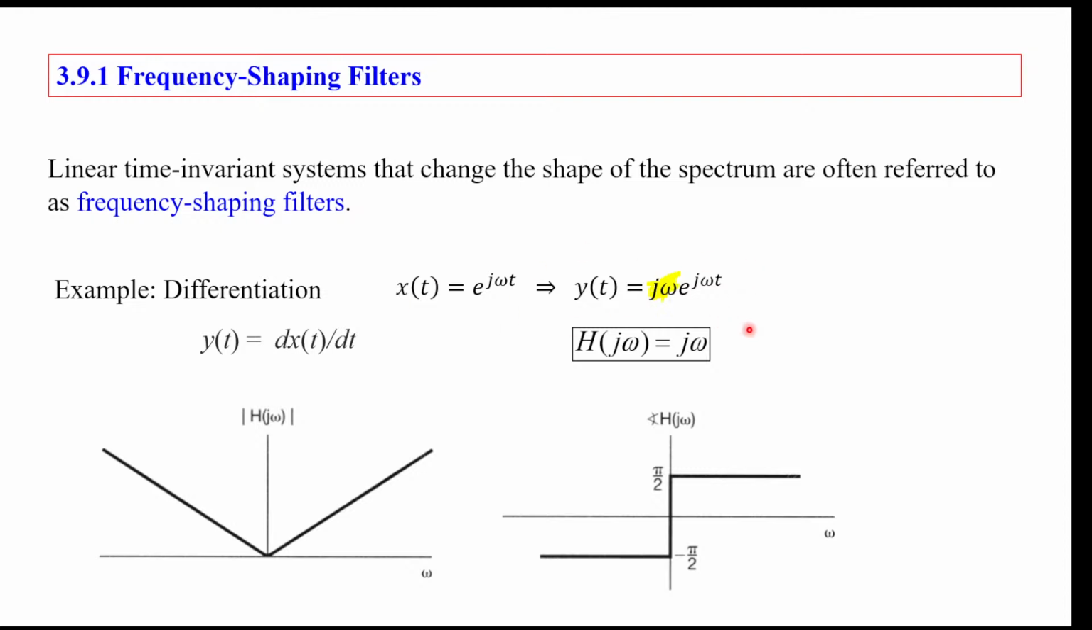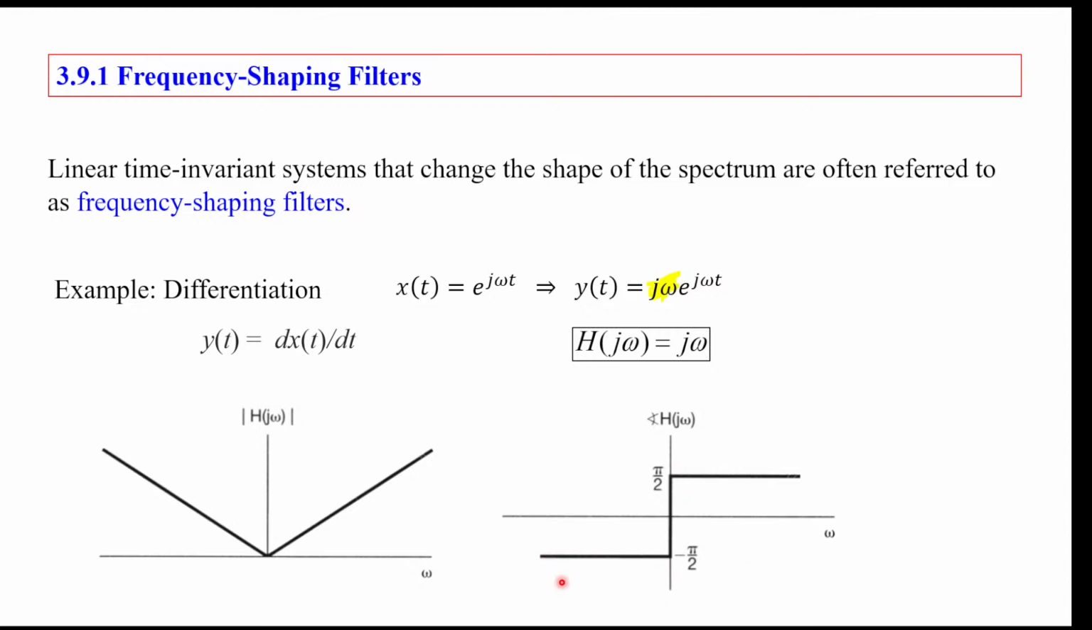Anyway, let's think of this as a filter. So we plot the big H of jω as a function of ω. Its complex value is jω, so we plot its absolute value and angle. In terms of absolute value, big H of jω is the absolute value of ω, so it's ω and then the minus ω line. In terms of angle, when ω is greater than 0 it is π/2, and when ω is less than 0 it is minus π/2.